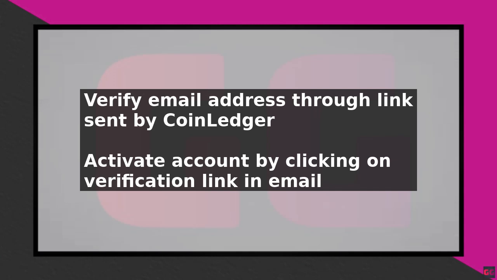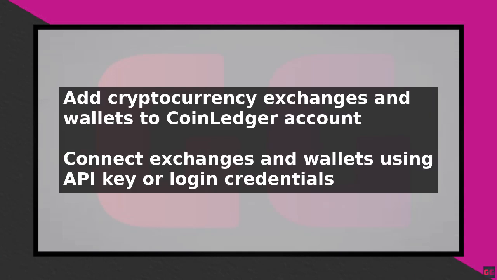To add an exchange or wallet, click on the Add Account button and select the exchange or wallet you want to add. You will then be prompted to enter your API key or login credentials. This will allow CoinLedger to connect to your exchange or wallet and import your transaction data.